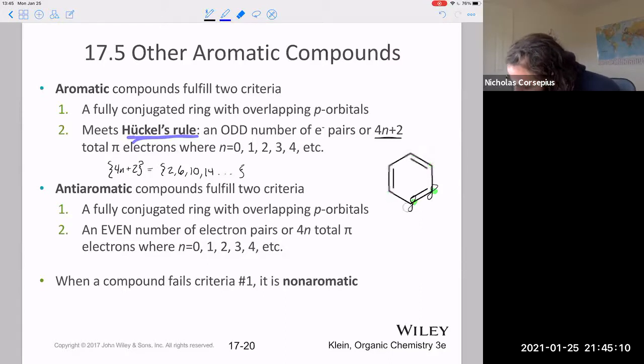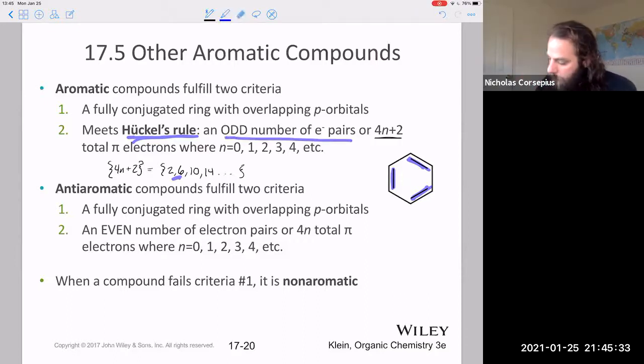So let's double check that that is the case. For this particular compound, we have 2 electrons in this pi bond, 4 in this pi bond, and 6 in this, or rather, 6 total. So that meets our aromatic criteria. Another way of saying this same idea is that the number of pairs of electrons has to be odd. In this case, we have 3 pairs of electrons. That's an odd number, right? So that's the second rule: the number of electrons has to meet this particular criteria, this Hückel's rule.